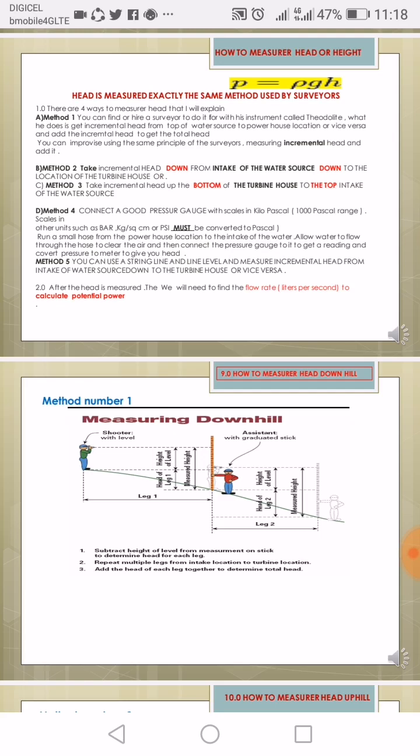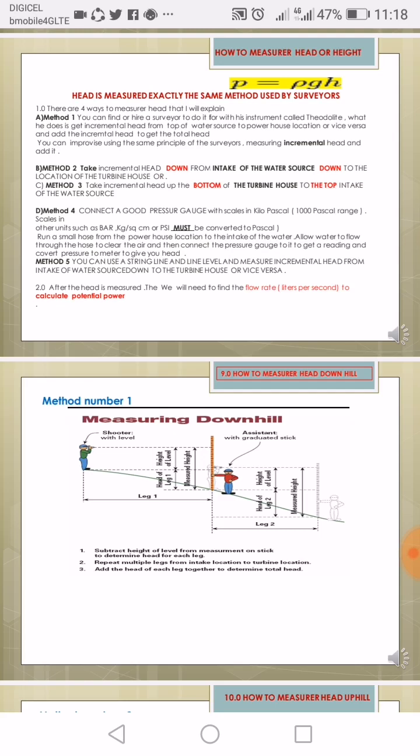Method 5: you can use a string line or a surveyor's level. You use a line level on a string line, and you measure the incremental head too, the same thing, top down or bottom up. You may use this method and it may suit you.